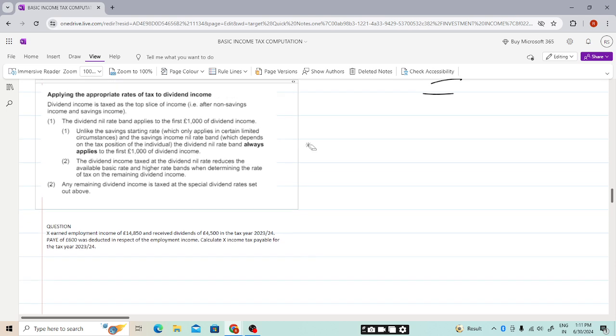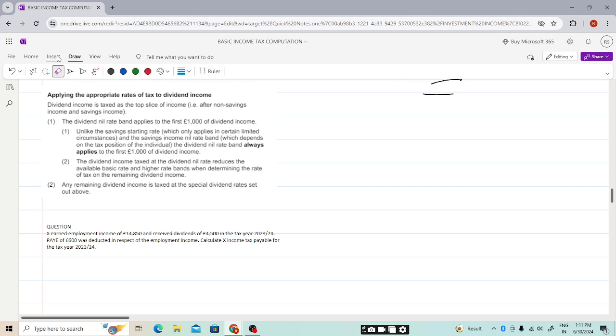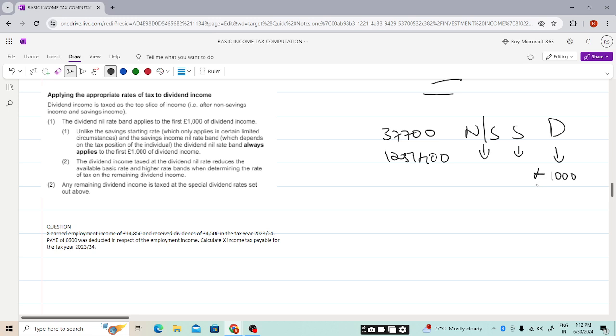See, what is the approach? The limits of 37,700, 125,140 will be reduced according first by non-saving income, then saving income, then dividend income. In non-saving by the taxable amount, saving income also by the taxable amount. In that first 5,000 rule, nil rate band, then the excess. In dividend, £1,000 for each taxpayer, whether he is within the basic rate limit, higher rate limit or additional rate limit, then excess amount of dividend. Clear with this?